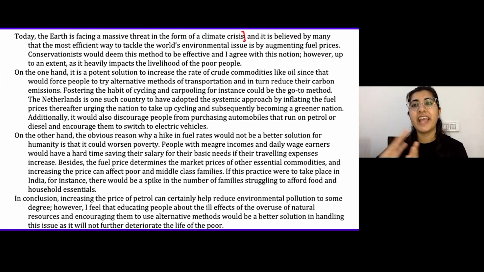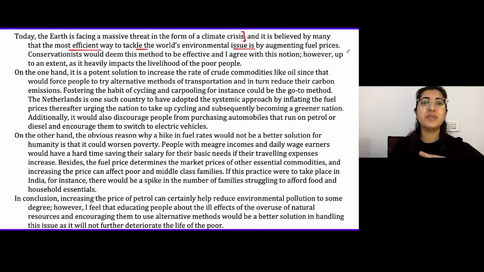And I've paraphrased: it is believed by many that the most efficient way, the question said the best way, I've written most efficient way to tackle the world's environmental issue, the question said problem, is by augmenting fuel prices. That is my paraphrasing, right? And I've then given my opinion. Conservationists would deem this method to be effective. This is functional language. This really ups your score on vocabulary, so do try and use it. And I agree with this notion, however, up to an extent, and I've given my reason as well, as it heavily impacts the livelihood of the poor people.